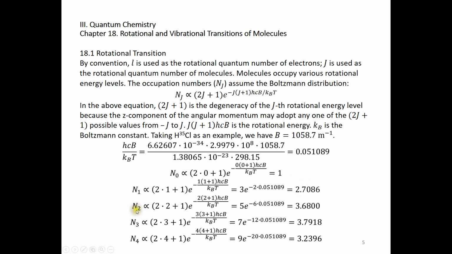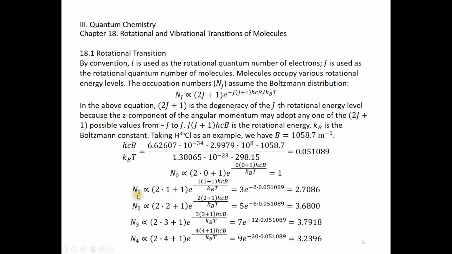Now let's look at N sub 2. The J value is 2, so the degeneracy is 5, multiplied by e to the power of negative rotational energy over k_B T. The rotational energy is J times J plus 1 times hcB. So after we plug in all the numbers, we get 3.68. When J is 3, we get 3.79, and when J is 4, we get 3.24.